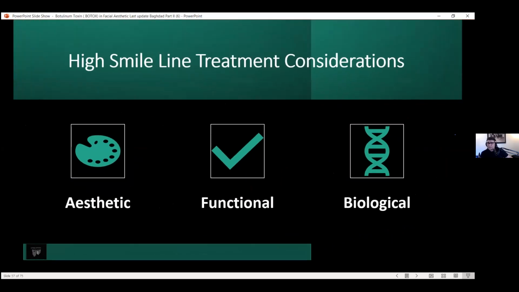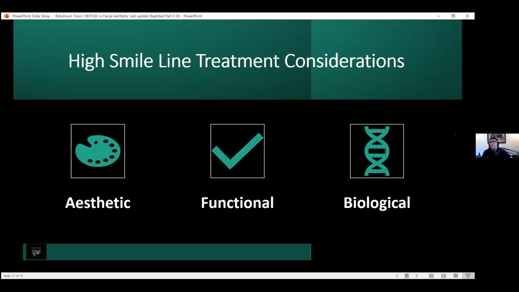When you start your lip treatment or gummy smile treatment, think about the aesthetic, function and biological violation. So don't go with aesthetic only or function only, because if we focus on aesthetic and get flat lips without wrinkles, maybe your patient can't drink water, with gummy smile or with management of gummy smile with botulinum toxin. So function, you have to keep in mind function plus aesthetic.